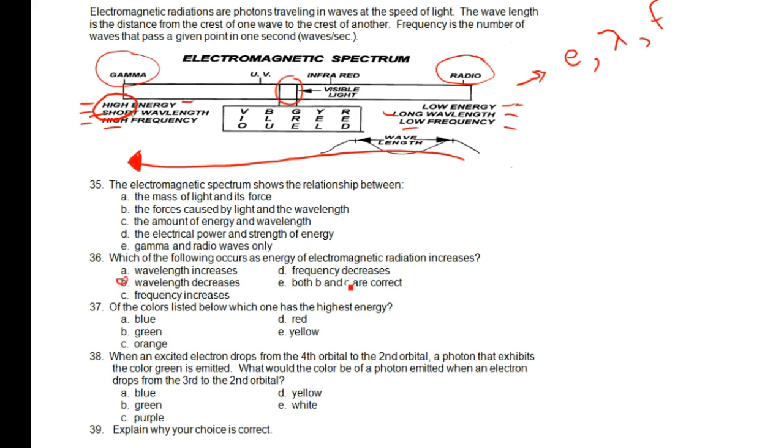E says both B and C are correct. So let's check C. Frequency increases. Oh, hey, high frequency. So that's also true. So not just B and C are correct, but E, which says B and C are correct. You just have to look at how these relate to each other.